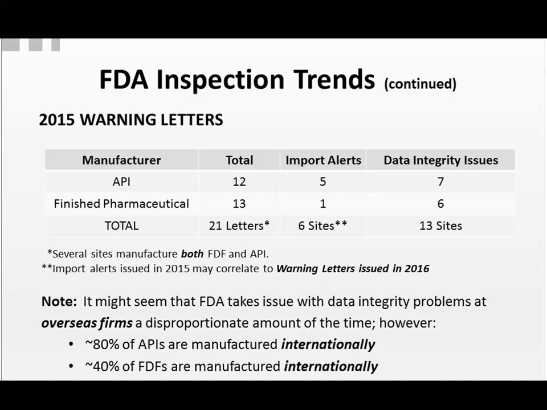It might seem that FDA takes issue with data integrity problems at overseas firms in a disproportionate amount, but 80% of APIs are manufactured internationally, and 40% of FDFs are manufactured internationally. So you see that there is a trend in a lot of overseas production. FDA has to go after these types of organizations as well.